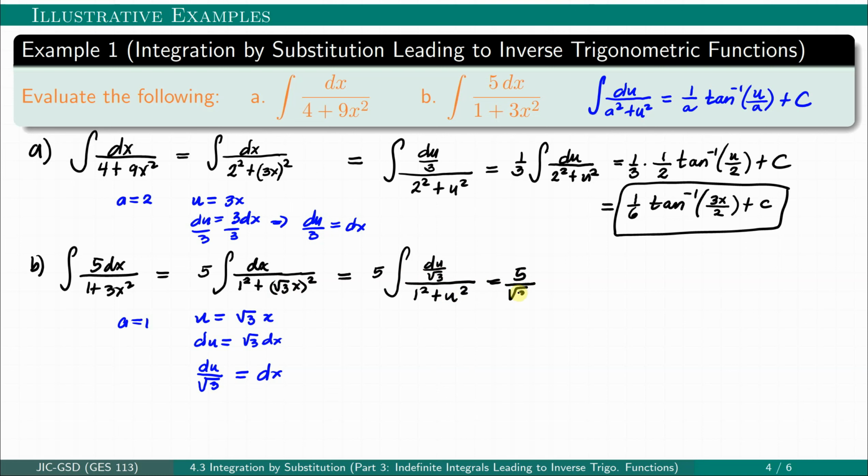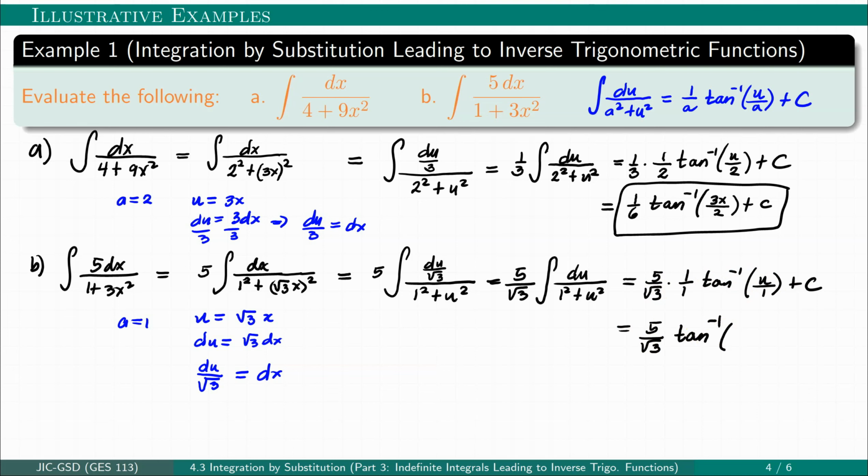Now we can move the square root of 3 outside, so this will be 5 divided by square root of 3 multiplied by the integral du divided by 1 squared plus u squared. And we can see now the pattern from our formula, and evaluating this integral will give us 1 over 1 tangent inverse of u divided by 1 plus c. But rewriting this one will give us 5 divided by square root of 3 tangent inverse. Our u is just square root of 3x plus c.